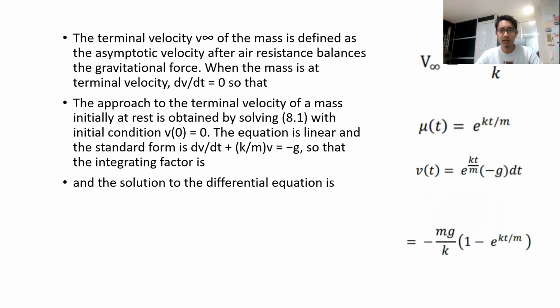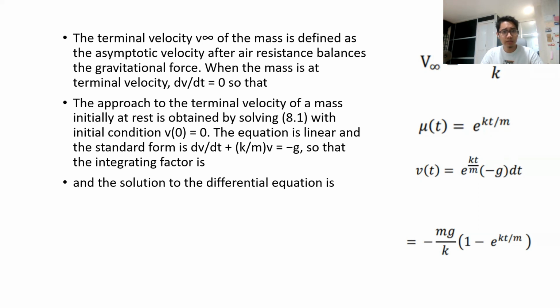So next, let's look for the terminal velocity. V infinity of the mass is defined as the asymptotic velocity after the air resistance balances the gravitational force. When the mass is at terminal velocity, dv/dt is equal to 0. This is because v infinity equals negative mg over k, and k is our constant. So when we differentiate velocity against time, we will get 0.